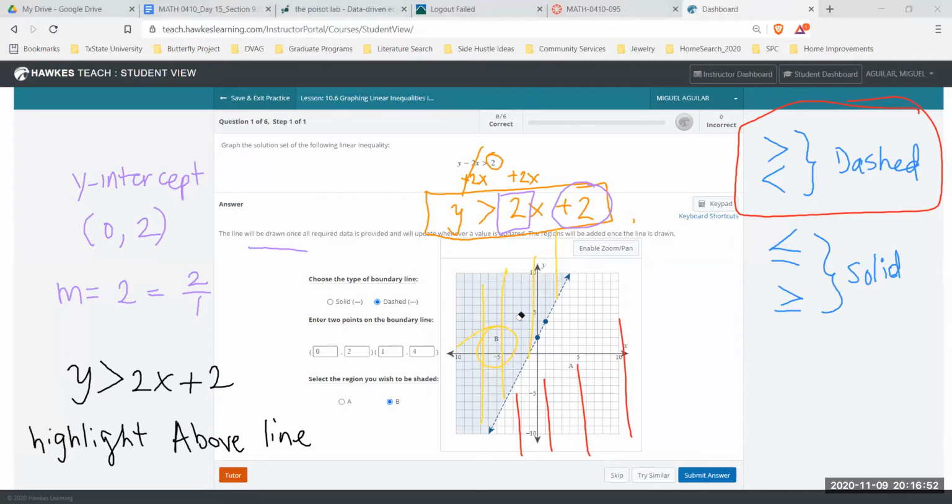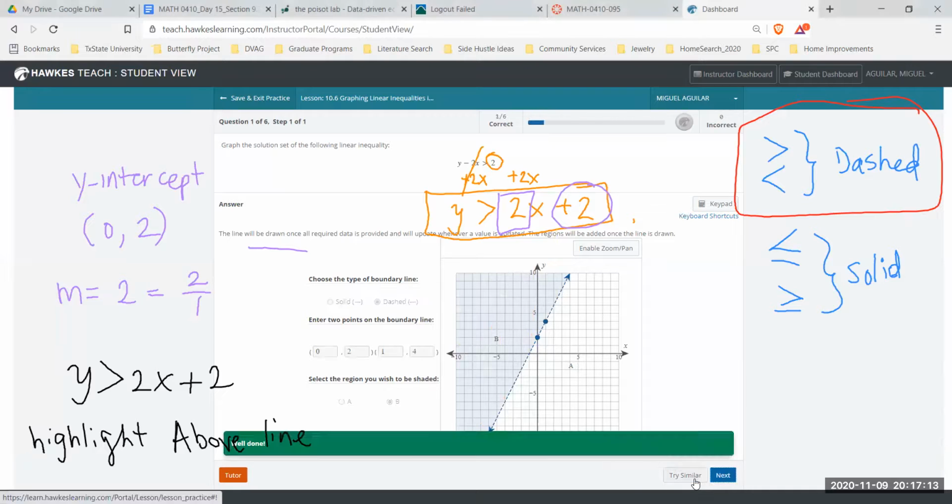Let me erase some of this. There we go. And so Hawks went ahead and highlighted in a light blue the region above the line, which is region B. Does that make sense? Okay, now if I hit submit answer, we should be good.